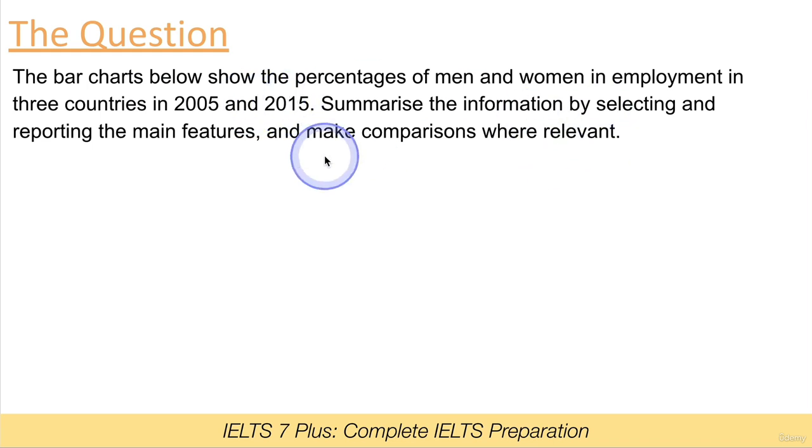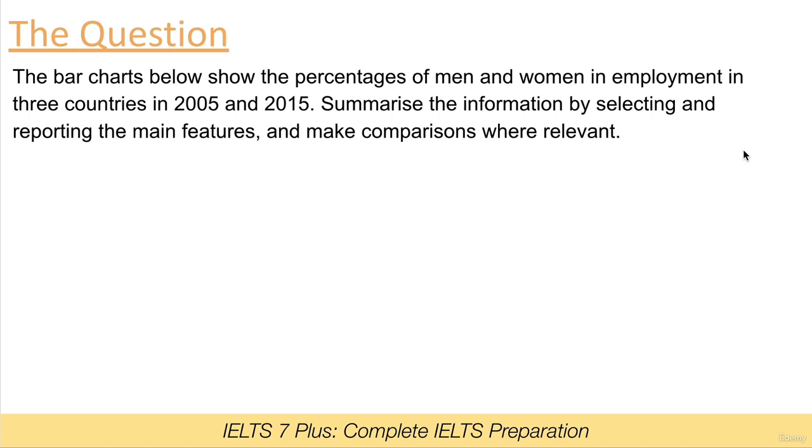Okay, so what do we have to do? Well, we're being told to summarize the information by selecting and reporting the main features. Not every feature, just the main ones. And make comparisons where relevant. So again, we don't need all the comparisons, just when they are particularly important, striking, interesting, something like this. So you are being marked on how well you can select information.